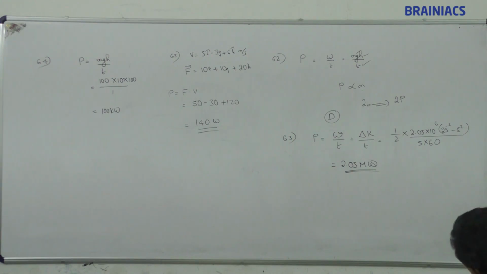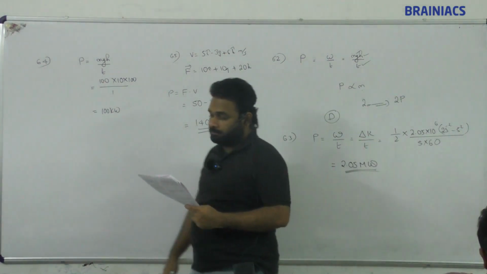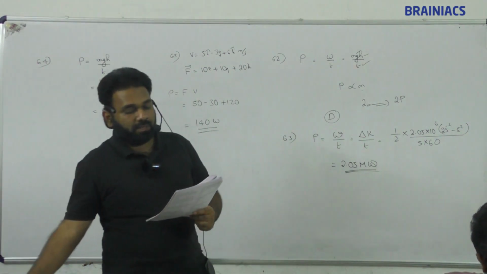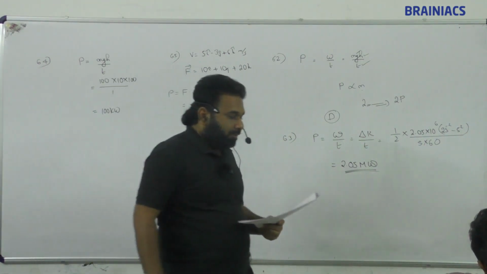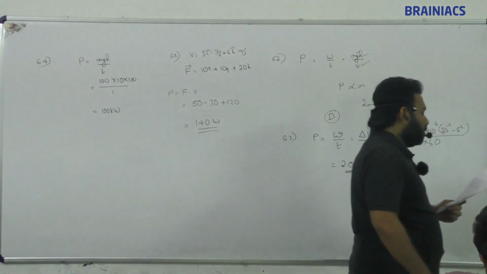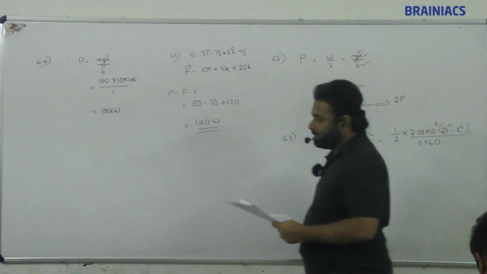Then next question, a car of mass 1250 kilogram experiences a resistance of 750 Newton when it moves at 30 meter per second. If the engine can develop 30 kilowatt at this speed, the maximum acceleration that the engine can produce.